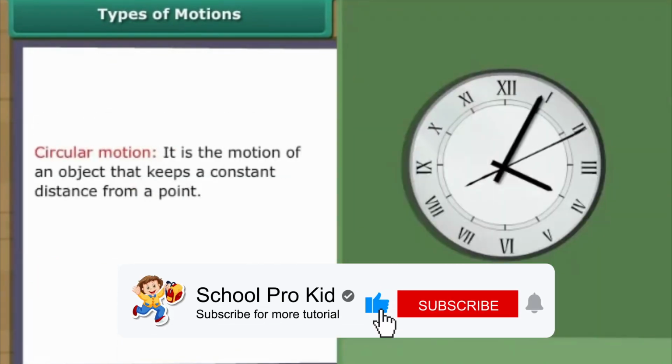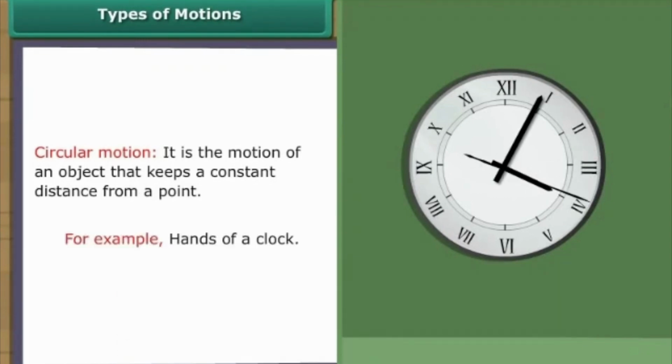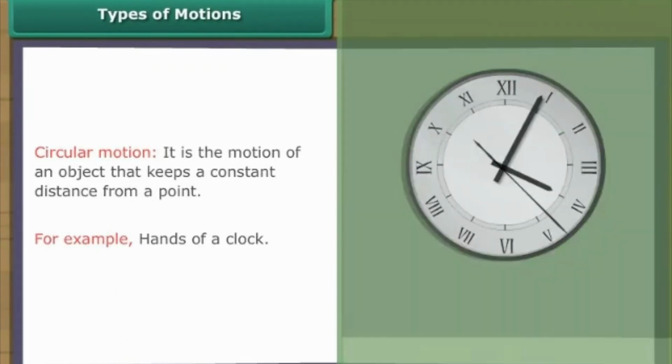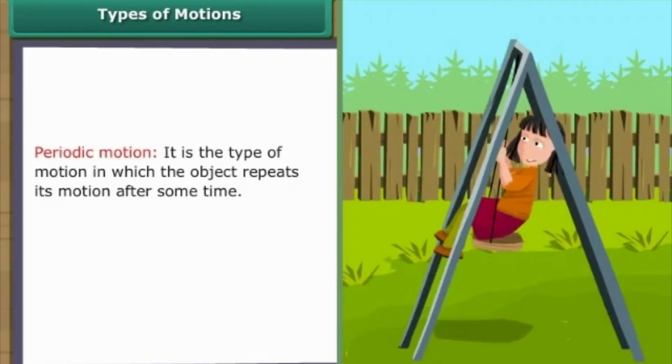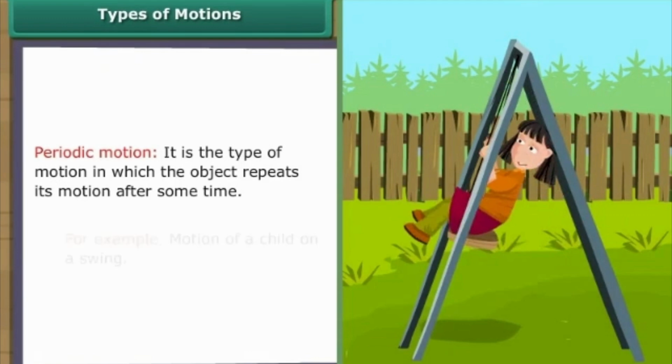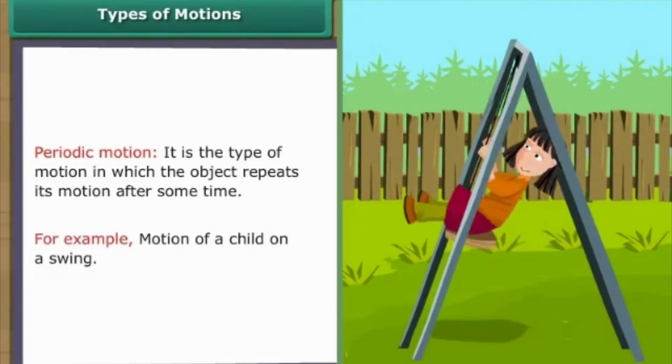Circular motion. It is the motion of an object that keeps a constant distance from a point. For example, hands of a clock. Periodic motion. It is the type of motion in which the object repeats its motion after some time. For example, motion of a child on a swing.